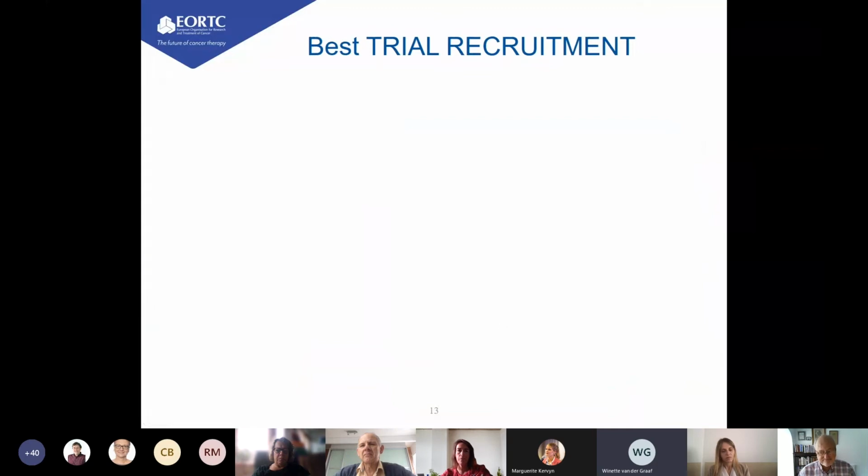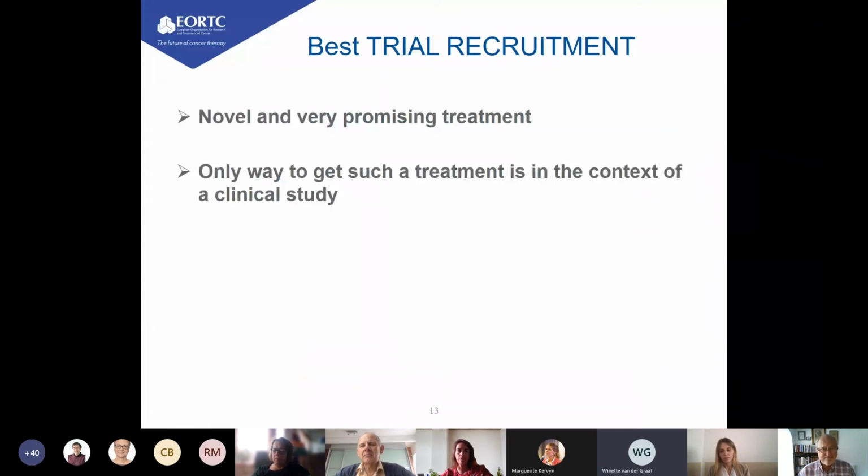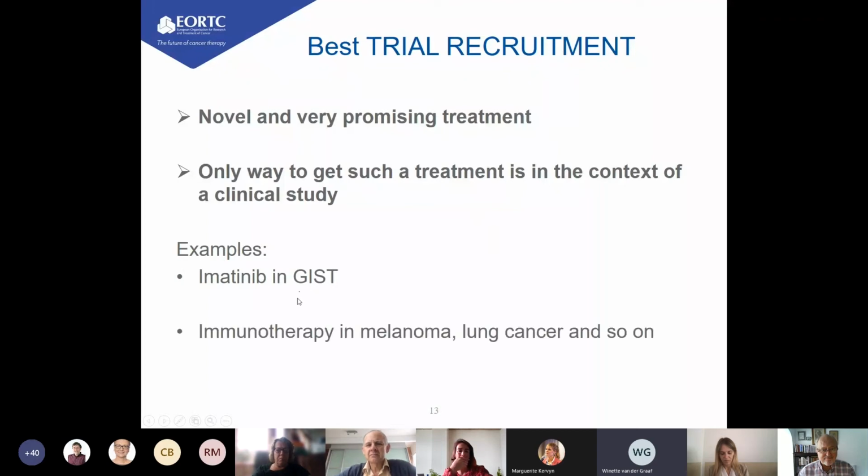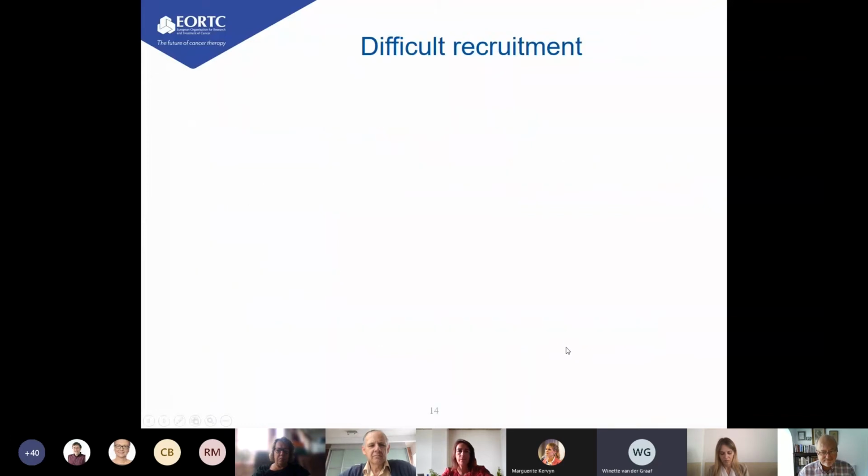So the best trial recruitment are the trials where there is a novel and very promising treatment, because patients really want to participate, of course. And to get such a treatment, it's only possible in the context of a clinical study. Examples are imatinib in GIST and all the immunotherapy trials in melanoma, lung cancer, and many other tumor types.